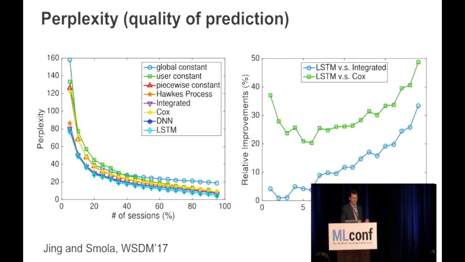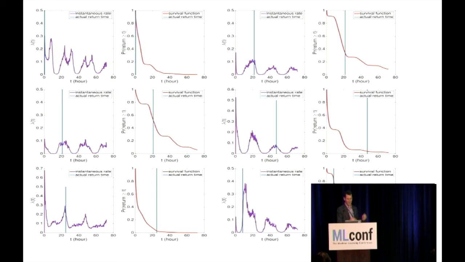There are some more curves and they all show that it works nicely, but this is a very simple idea. Now, this is a fun diagram. The purple curves that you see are the hazard rates that we estimate. The blue vertical lines are when the user actually comes back, and the red line is e to the minus the integral of the purple line. So this is basically the survival function.